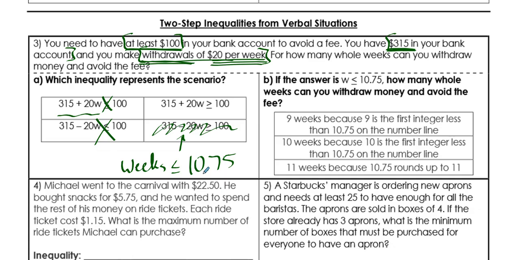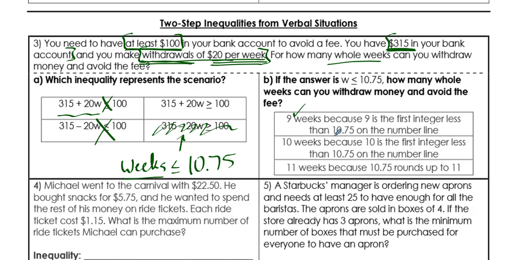Question says, how many whole weeks can we withdraw money to avoid a fee? So we're assuming that we're withdrawing $20 at the end of each week, I guess, here. So we're not going to round this up. Even though that number would round up to 11, we can't go up to 11 because that's too many weeks. This has got to be less than or equal to that. So 9 weeks, because 9 is the first integer less than 10.75 on the number line.